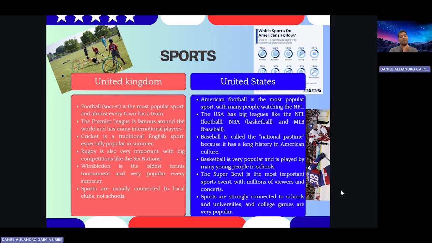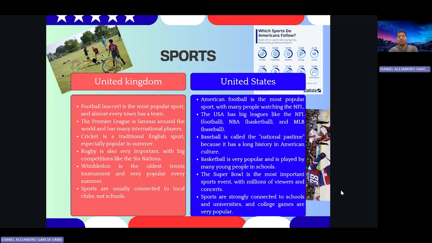Actually, I like tennis. I watch that tournament, and it's very important because a lot of people from other countries participate, and it's a place for promotion to create new brands or something like that. All right. Sports are usually connected to local clubs, not schools.